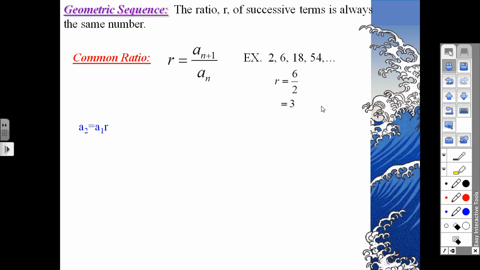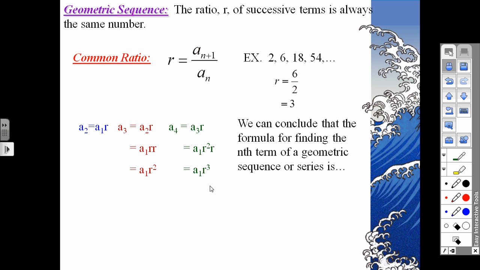Okay, so going through and doing our analysis like we did before, if the second term of our geometric sequence is the first term multiplied by r, we can say that the third term is the second term multiplied by r, but then replace a sub 2 with what we just got here, and we actually get a sub 1 times r squared. Okay, a sub 4, you're going to do the same thing where it's the third term multiplied by your common ratio, but our third term we just evaluated as a sub 1 times r squared. So you plug that in and you get a sub 1 times r cubed.